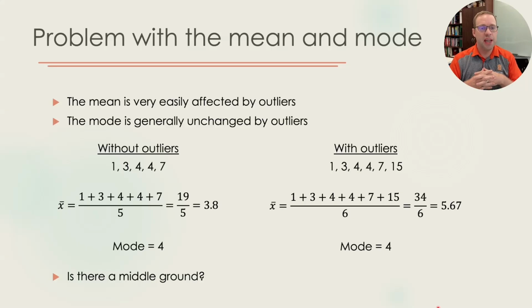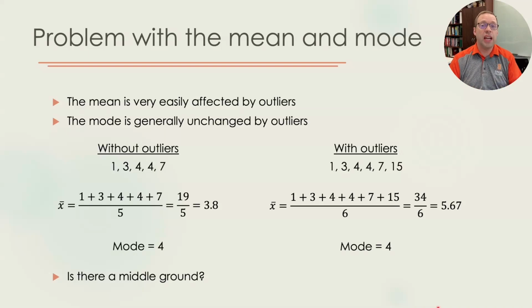Take these examples. On the left side of your screen, you have 5 numbers: 1, 3, 4, 4, and 7. You calculate the average, that's 3.8. Calculate the mode, that's 4. Now let's throw in an outlier, and you'll see that on the right side of your screen. Let's throw in a 15, just something large, something that obviously doesn't fit with the rest of the data. When you throw that in, you get a new mean of 5.67. That shifted the mean by almost 2 points, or two whole numbers.